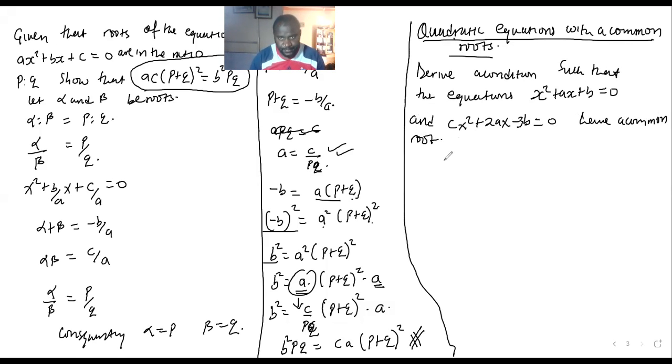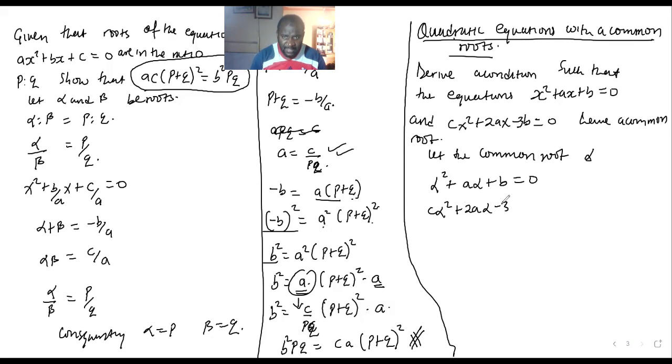So what does that mean? It means if you let the common root be alpha, then when you substitute that root where there is x, you will get alpha squared plus a alpha plus b is equal to 0. In the second one, you'll get c alpha squared plus 2a alpha minus 3b is equal to 0.